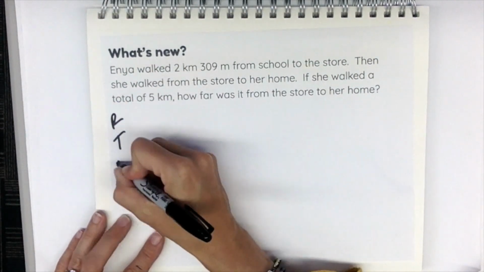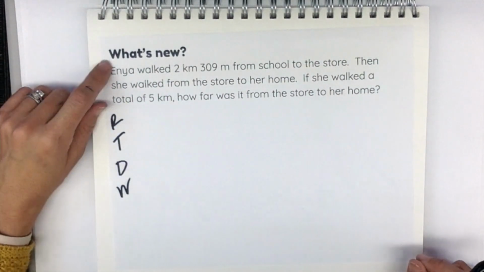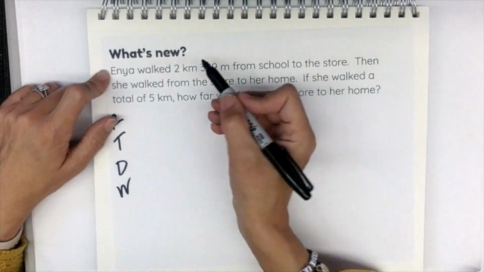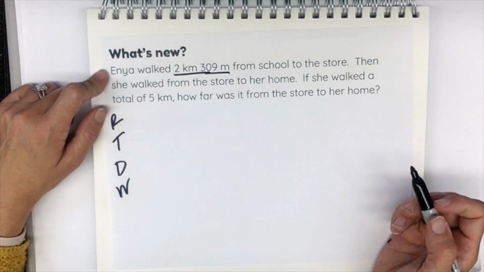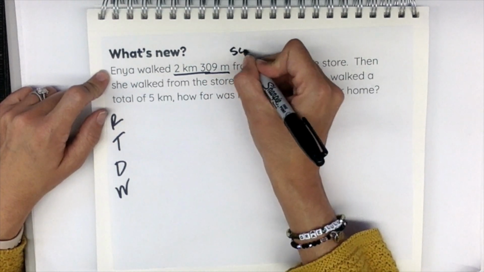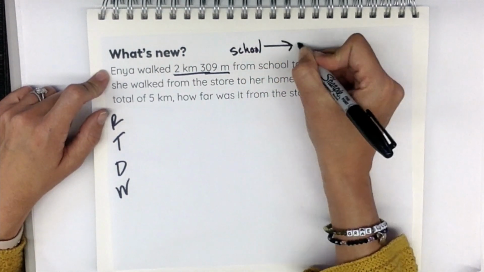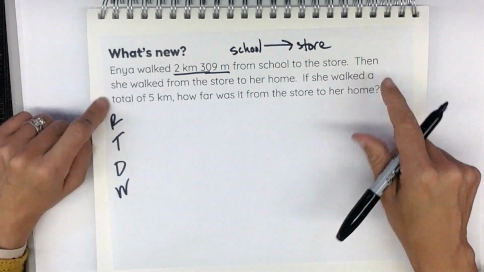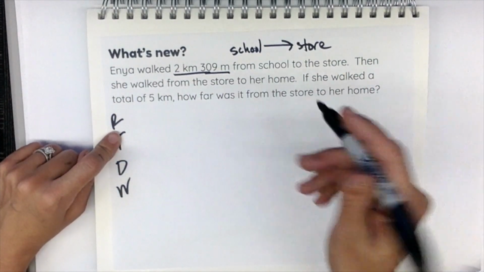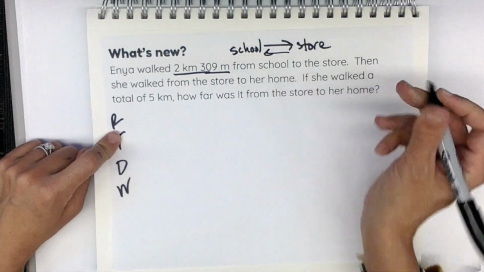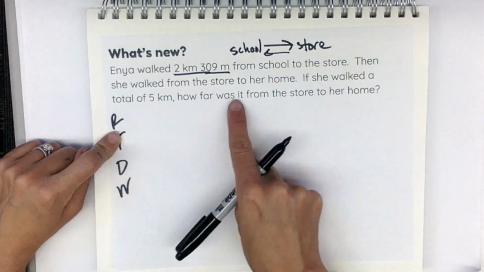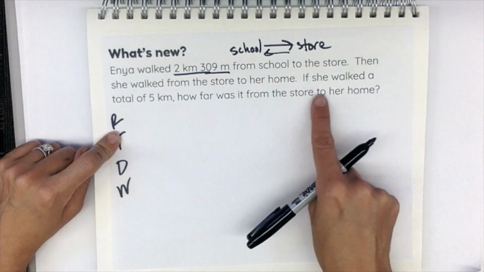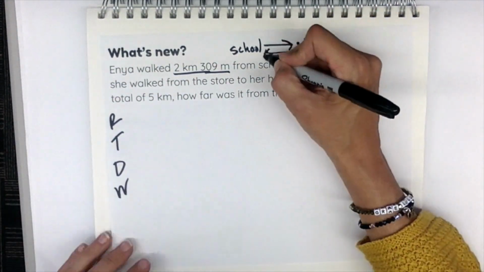Let's do a word problem. Read, think, draw, write. Here we go. What's new? Enya walked 2 kilometers, 309 meters from school to the store. So if I imagine school to the store, thinking about it. Then she walked from the store to her home. If she walked a total of 5 kilometers, how far was it from the store to her home?